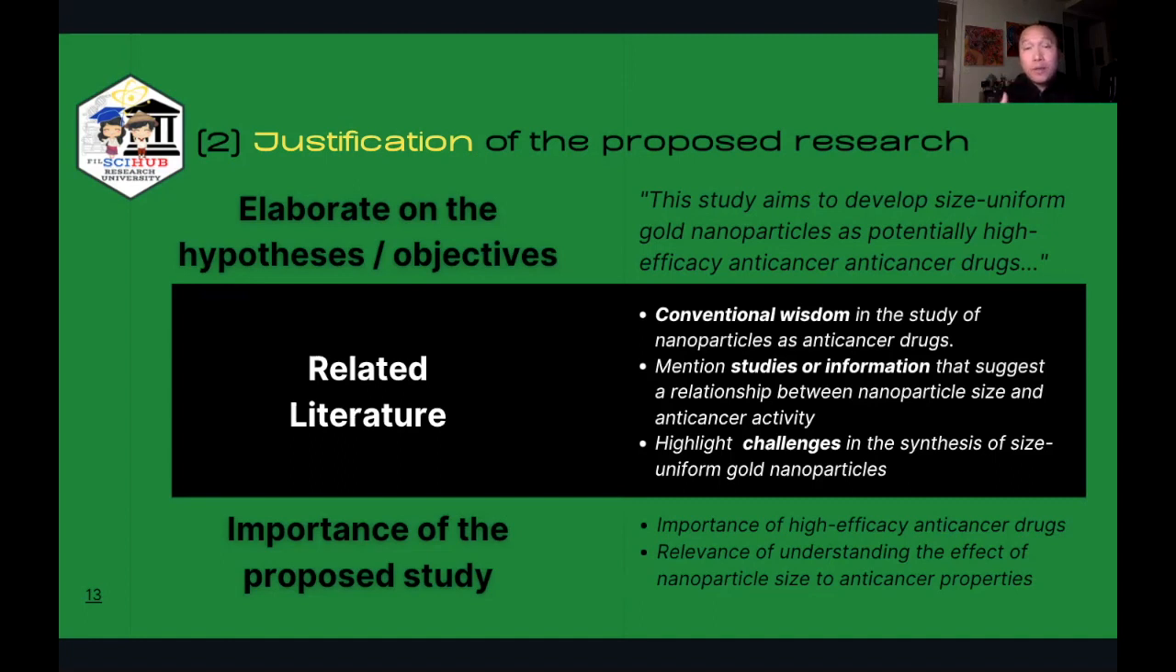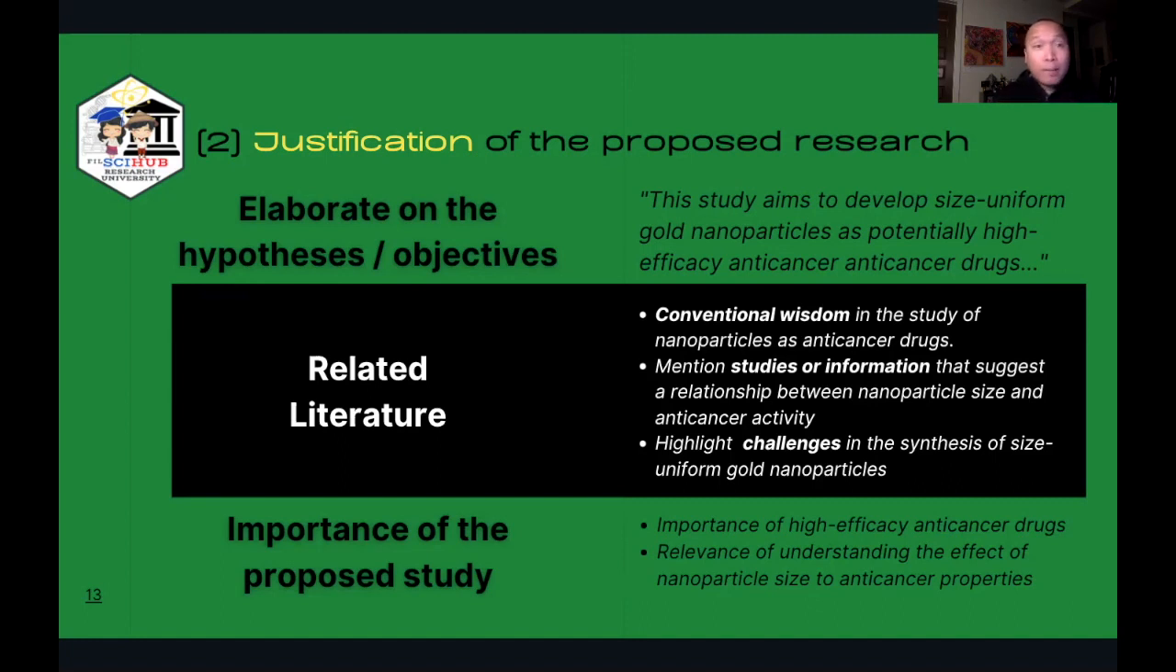And again, that is already transitioning into the importance of the proposed study. Again, correlation, size uniformity, higher efficacy. So this is how you write up a justification. Quite unfortunately, it's going to be very difficult for me to write up an entire page with 4 to 6 paragraphs to show you as examples. But this is the framework. This is the framework of a justification section for a specific hypothesis or program objective.